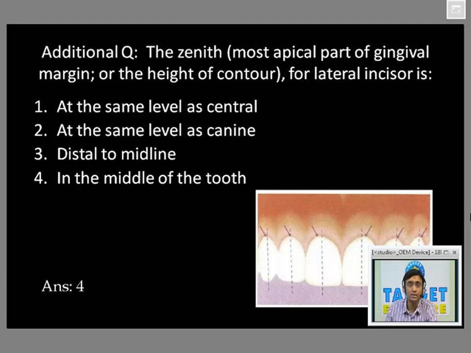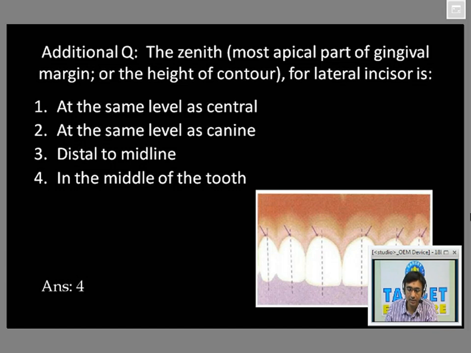There is one more question with respect to microaesthetics, which is an additional question I would like to share. That is the zenith, the most apical part of the gingival margin or the height of contour. Zenith is the most apical part of the height of contour. For the lateral incisor, it is slightly lesser than the canine and the central incisor, but in the middle of the tooth. If you see the lateral incisor, the arrow is exactly at the middle of the tooth, but slightly lower than the central incisor and the canine zenith. It is about 1 or 0.5 millimeter lesser than the central incisor or canine.